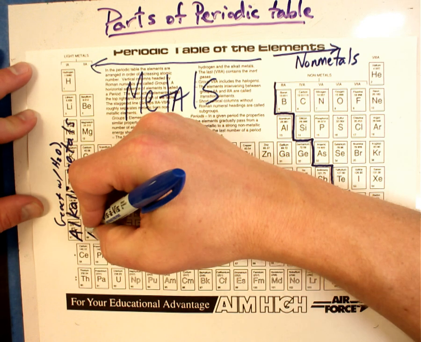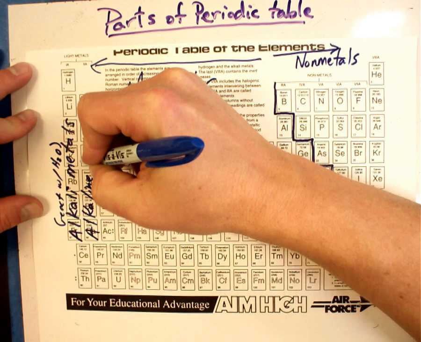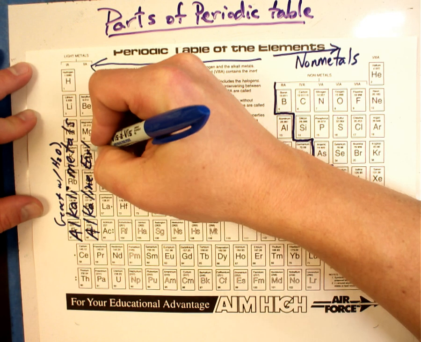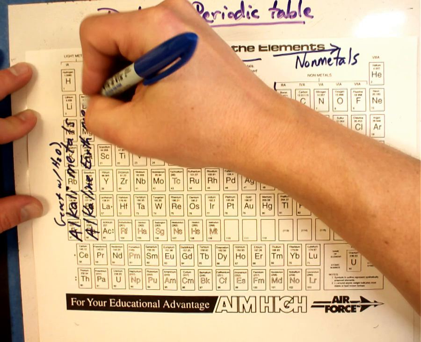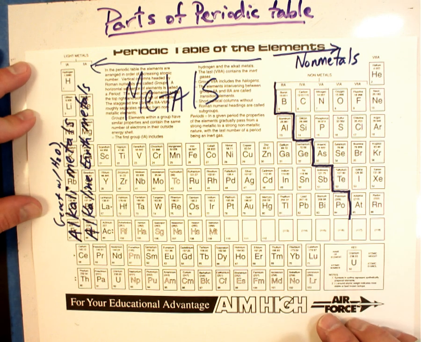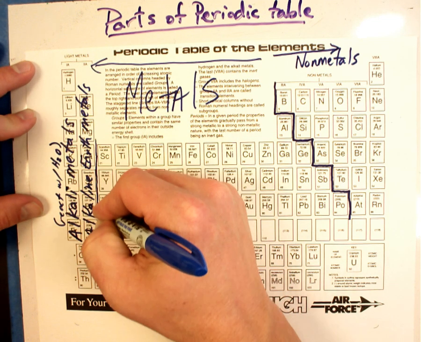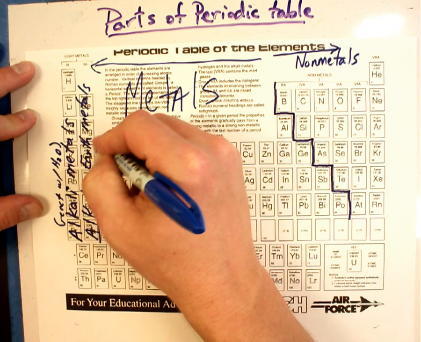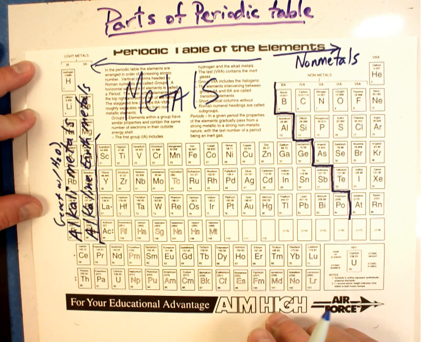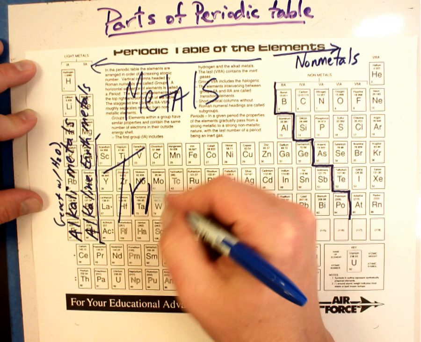Column number 2 are called the alkaline earth metals. And the names are so close, so you've got to make sure you write it down right. Alkaline earth metals. Okay? Alkaline earth metals. Now, I'm going to put a line. This line isn't written in here very much. I'll put this line in here, sort of like this. Okay? The middle of the periodic table are called the transition metals.